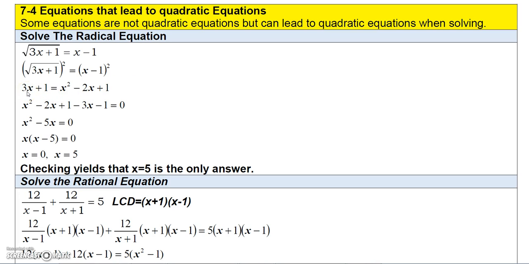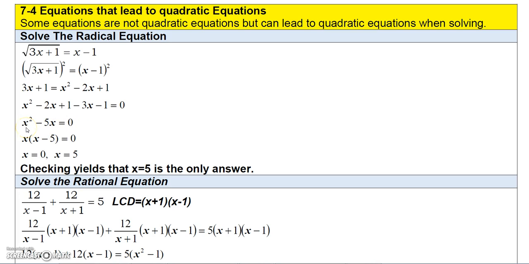And so I can just subtract 3x from both sides. If I subtract 3x from both sides, that'll give me a minus 5x. And then if I subtract 1 from both sides, the 1 will cancel, and I'll just get nothing for that. So 1 minus 1 is 0. So there I have a quadratic equation, x squared minus 5x equals 0.